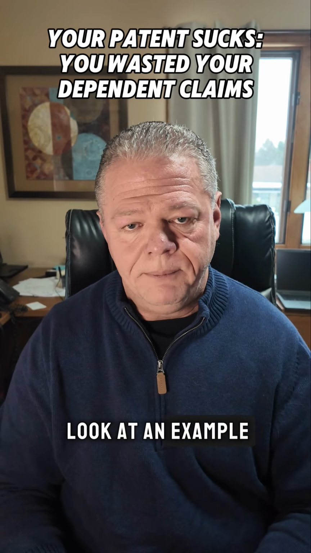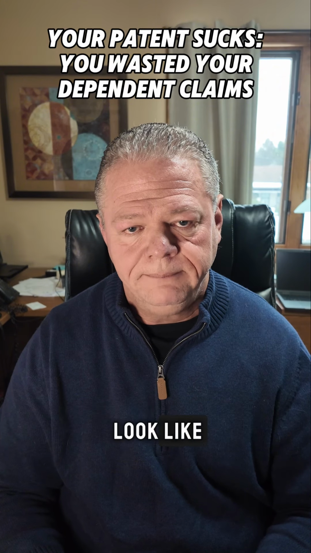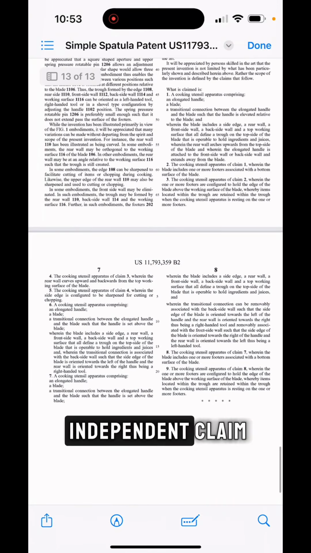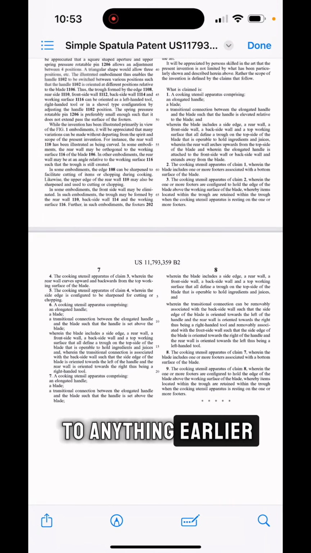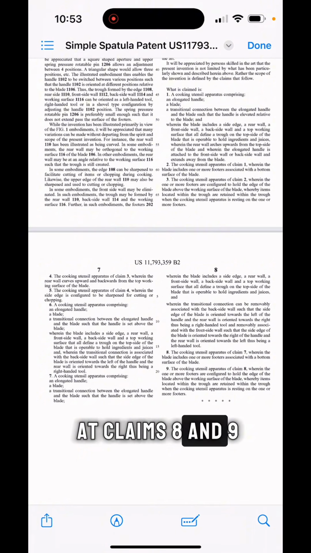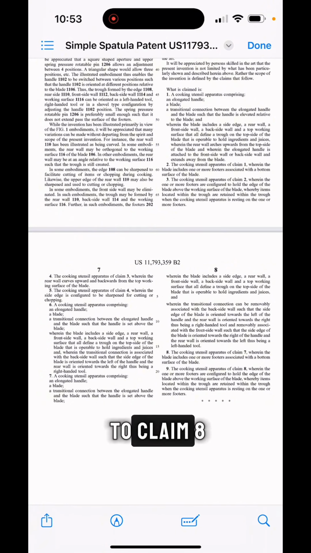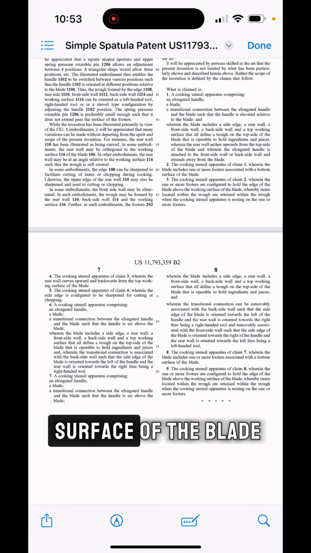Now let's take a look at an example of what dependent claims look like. This is the Scoop spatula patent. Let's look at some dependent claims. Claim 7 is an independent claim. It doesn't refer back to anything earlier, but if you look at claims 8 and 9, you'll see claim 8 refers back to claim 7, claim 9 refers back to claim 8. So claim 8 adds the requirement of one or more footers associated with the bottom surface of the blade, and 9 adds some more details to that.